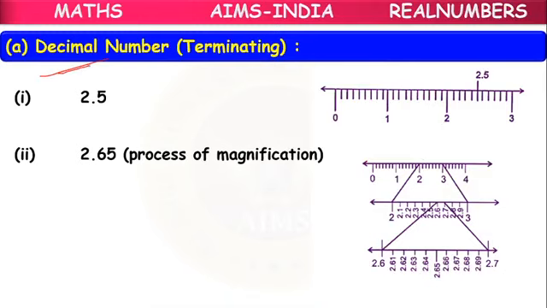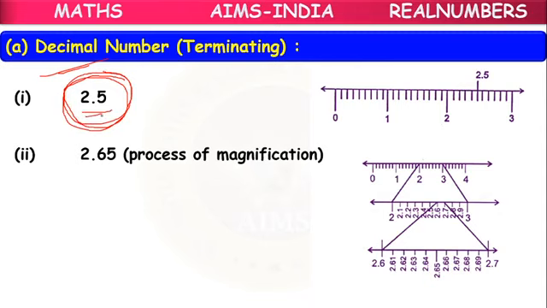Suppose we have a decimal number. Rational number means what? It may be a natural number, an integer, a whole number, a terminating decimal, or a non-terminating but recurring decimal. So just now we have told that rational numbers can be represented on the number line. So decimals also can be represented on the number line.